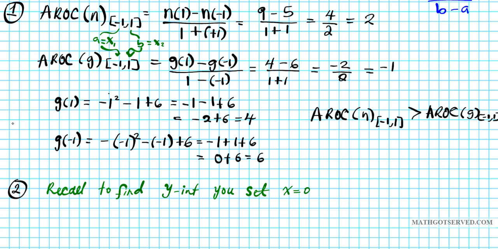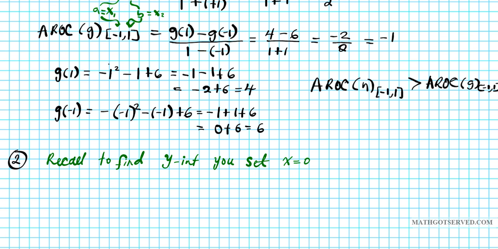Okay, so now let's go ahead and find the y-intercept of n and g and see which one is bigger. All right? So let's start by looking for the y-intercept of g of x. How do you compute that? The y-intercept of g of x is simply g of 0. What does this mean? It simply means you set x equal to 0 in g.